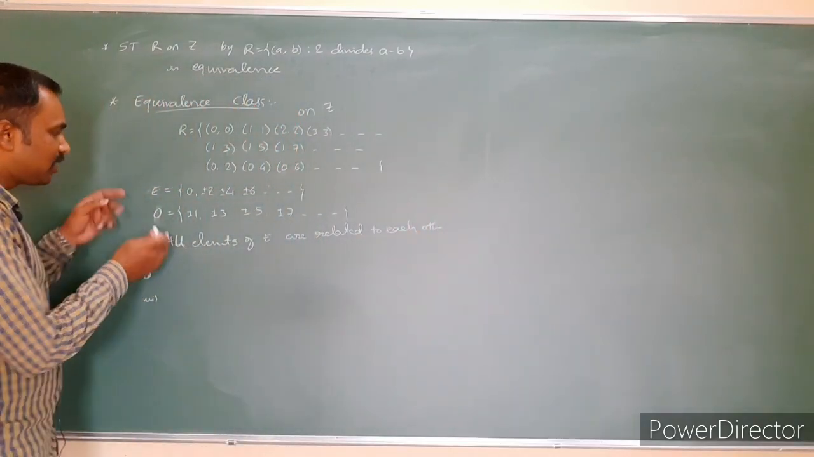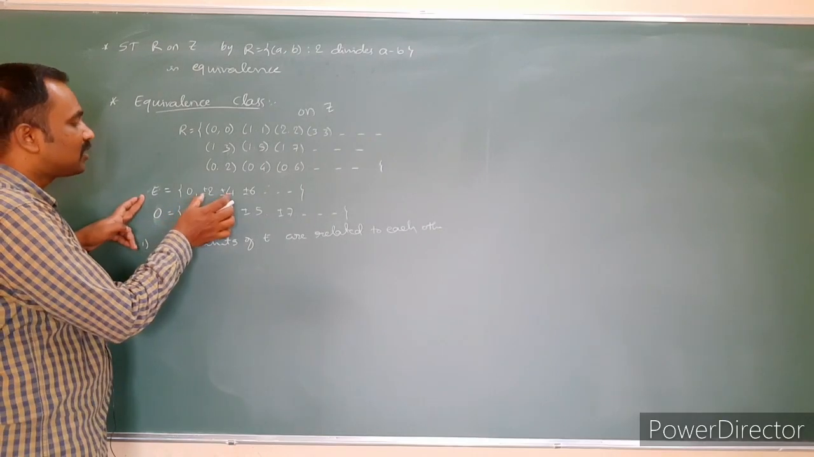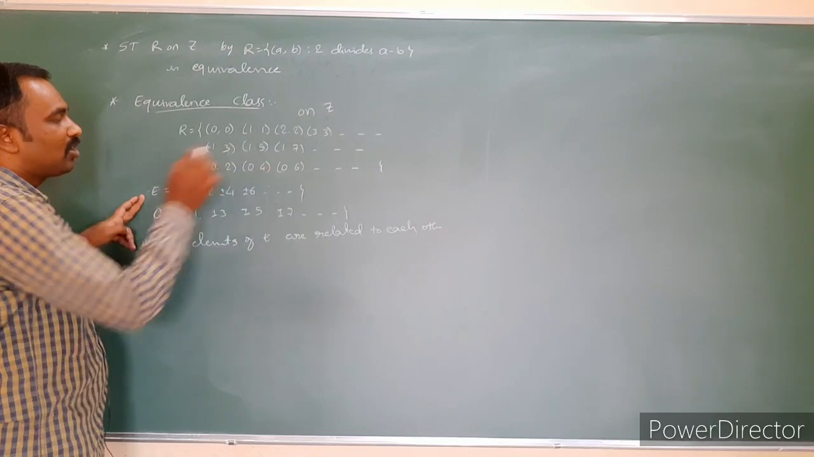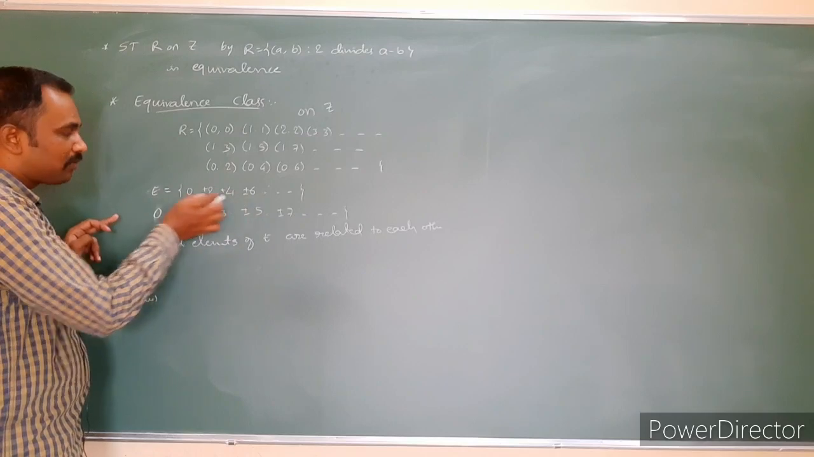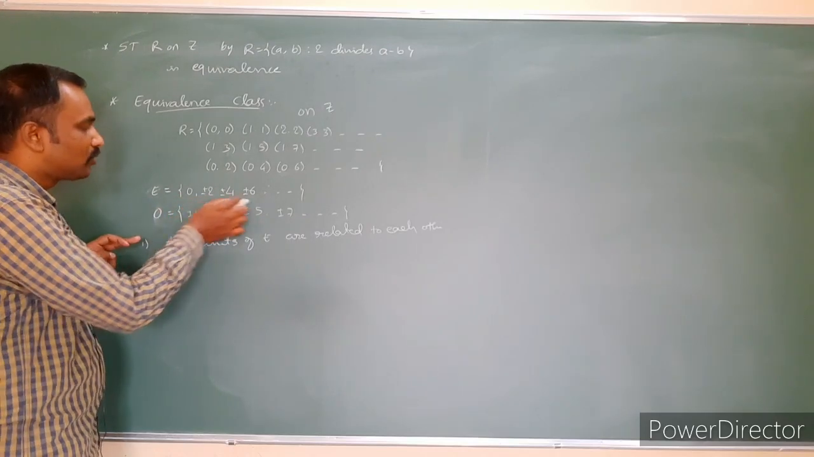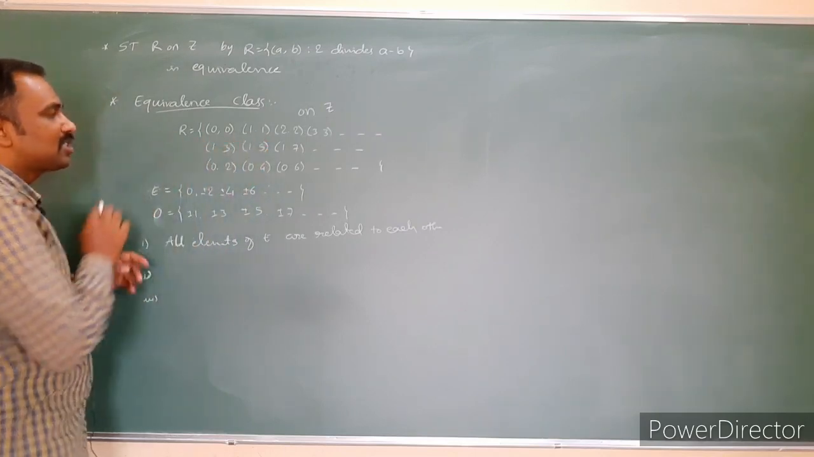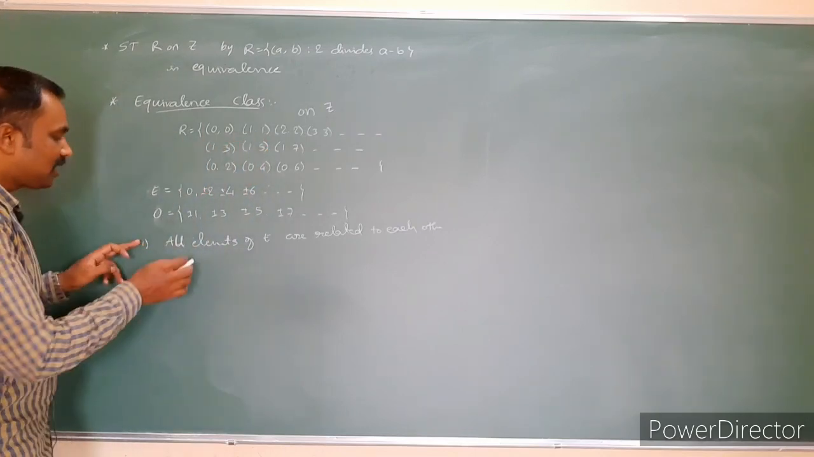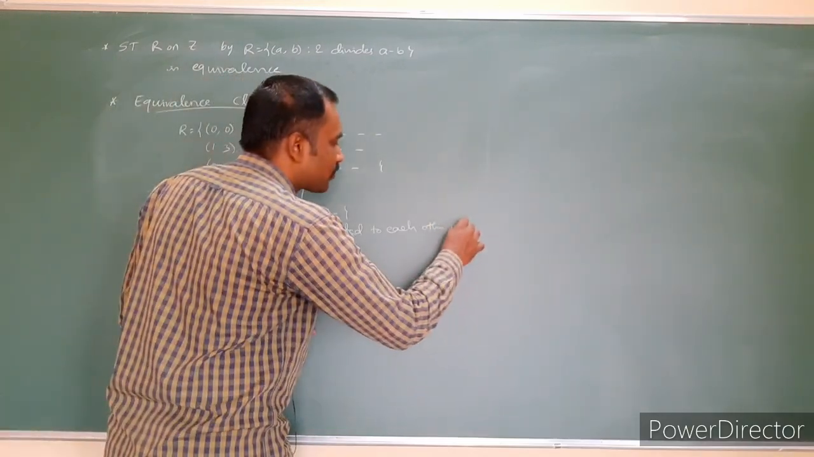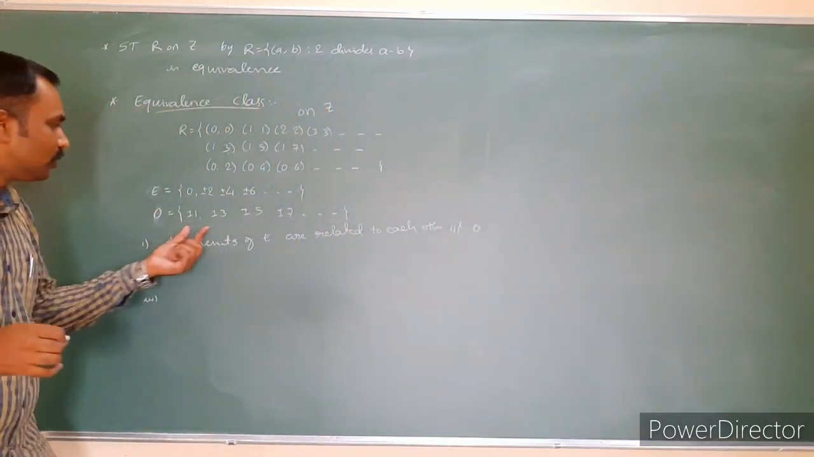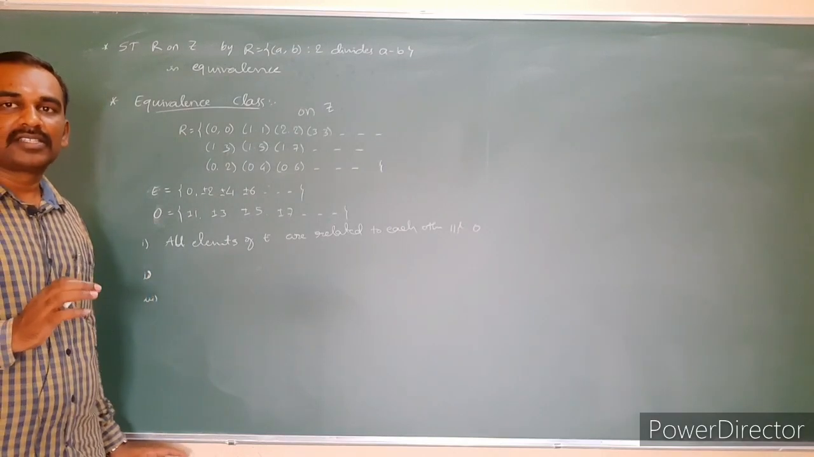What is the meaning of this? We can make a pair of any two numbers, and that ordered pair belongs to the given relation R. Check it: if I make any number pair, either 0, 2, or 0, minus 2, or 2, 6, or 2, 10, whatever numbers you pair, that ordered pair is present in the relation R. Similarly, all the elements of the set O are related to each other. Are you clear about this? This is the first condition that should be satisfied.